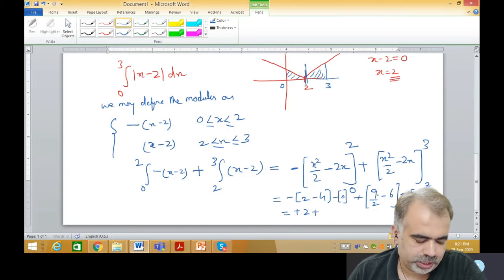this is 12 minus 9 minus 3, so it is minus 3 by 2. 12 minus 9, right, minus 3 by 2, and from here minus 2, and then this minus plus 2, so this will become a 4 minus 3 by 2. If you take an LCM, 8 minus 3 is 5. 5 by 2 is your answer.